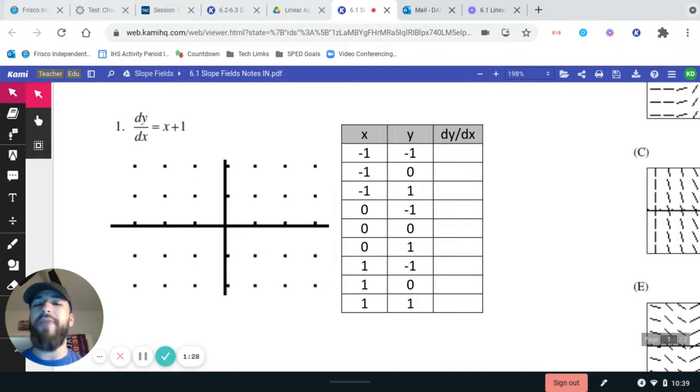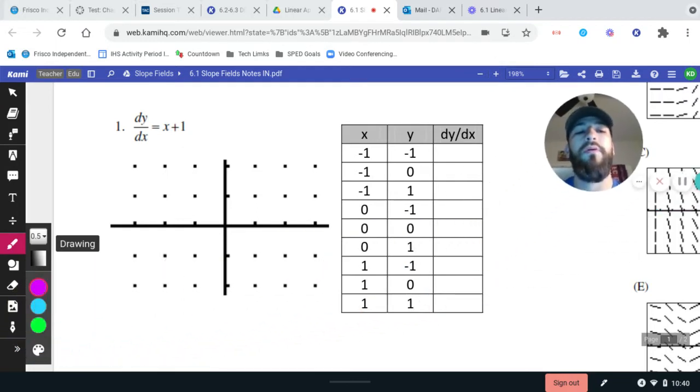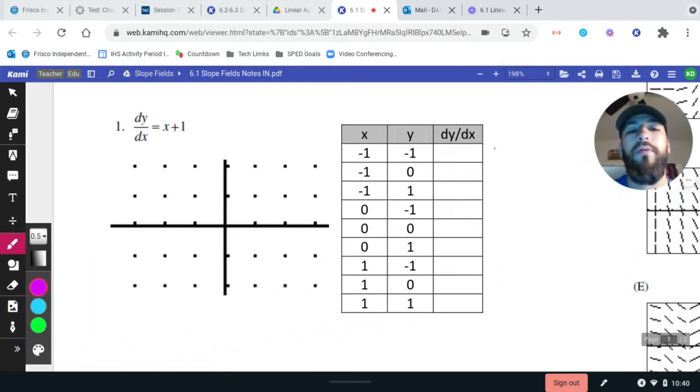So all we do when we make a slope field is we plug the values in at each of these points into our differential equation. So for (-1, -1), I'm going to plug in x and y into my differential equation. If you don't have x or you don't have y, then you just don't plug that number in. So at (-1, -1), I'm going to just plug in the -1 for x. So dy over dx is equal to -1 plus 1, which equals 0. So my slope at (-1, -1) is 0.